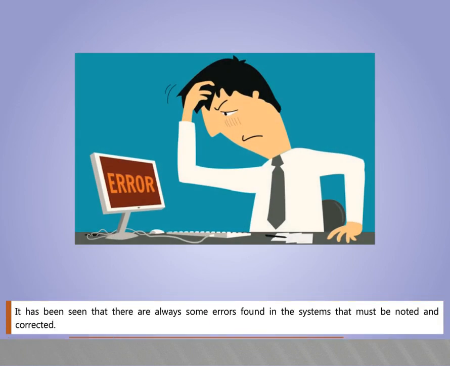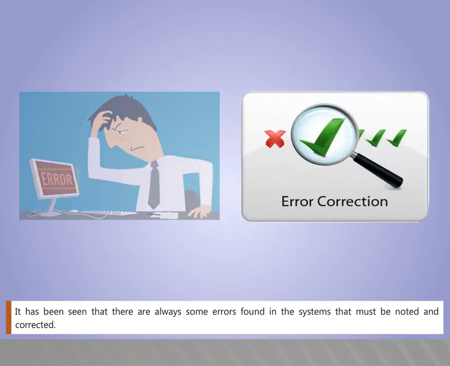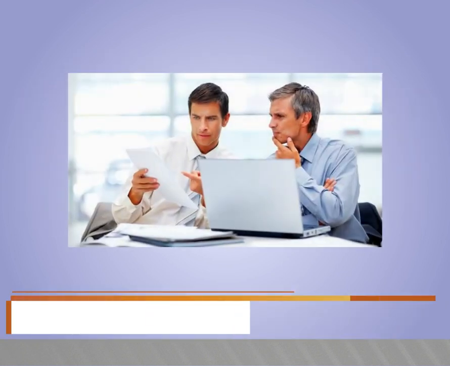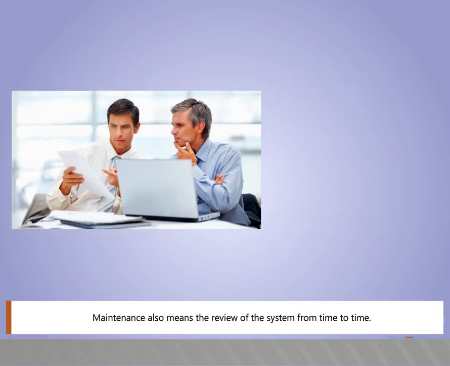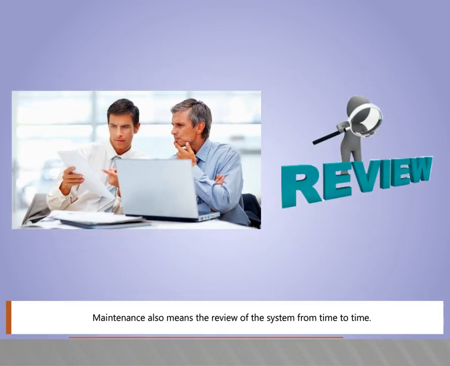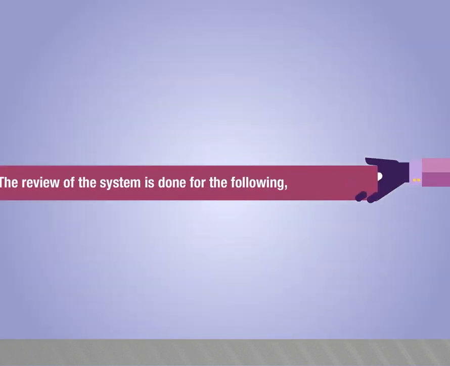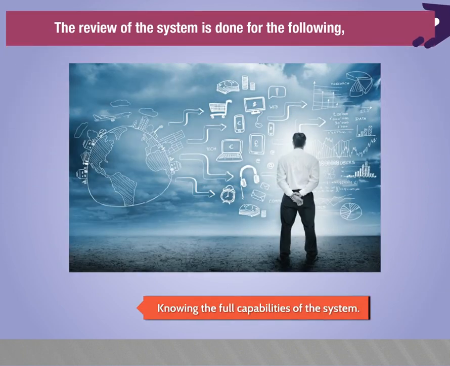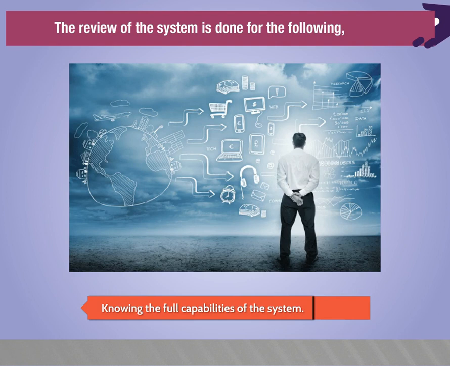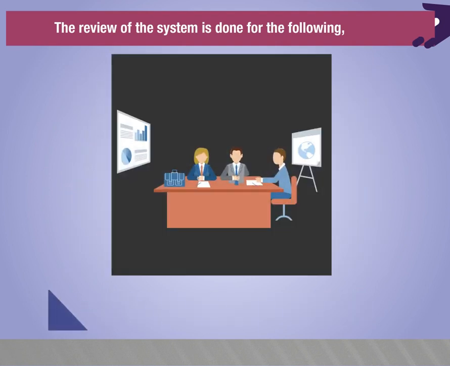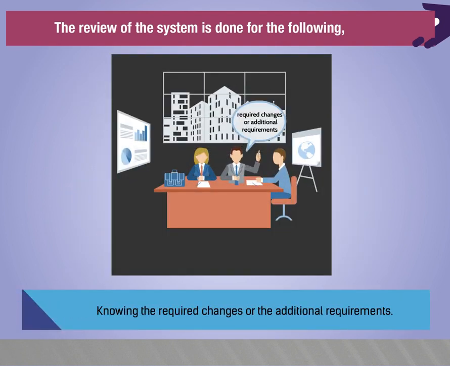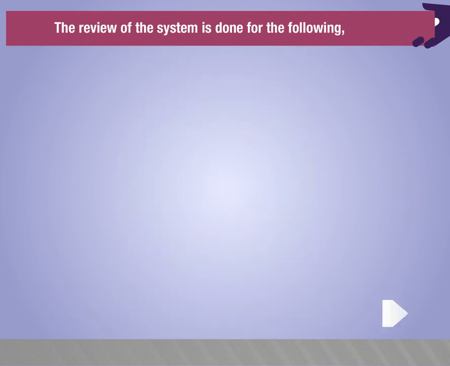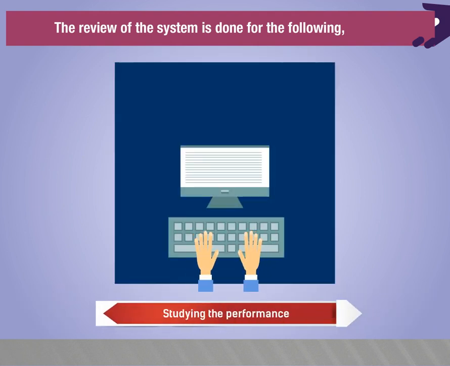It has been seen that there are always some errors found in the systems that must be noted and corrected. Maintenance also means the review of the system from time to time. The review of the system is done for the following: knowing the full capabilities of the system, knowing the required changes or the additional requirements, studying the performance.